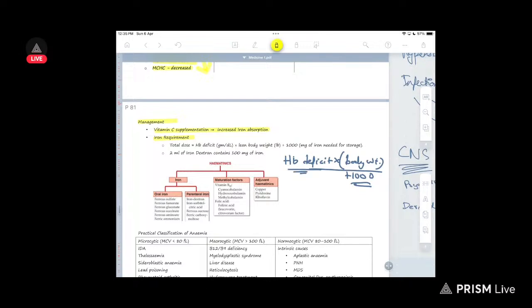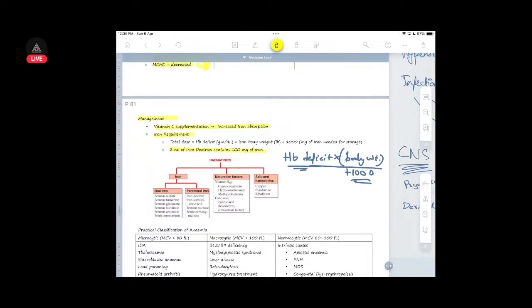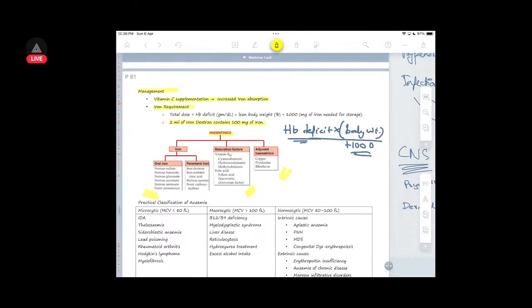So you have 2 ml of injection containing 100 mg of iron. So hematinics: you can have oral iron, ferrous sulfate, ferrous fumarate, ferrous gluconate, stuff like that. And maturation factors, you can have vitamin B12, folic acid. Adjuvant hematinics, we have copper and pyridoxine and riboflavin.